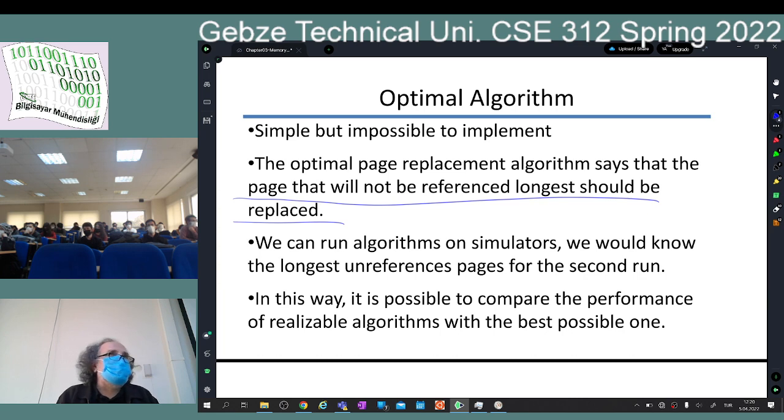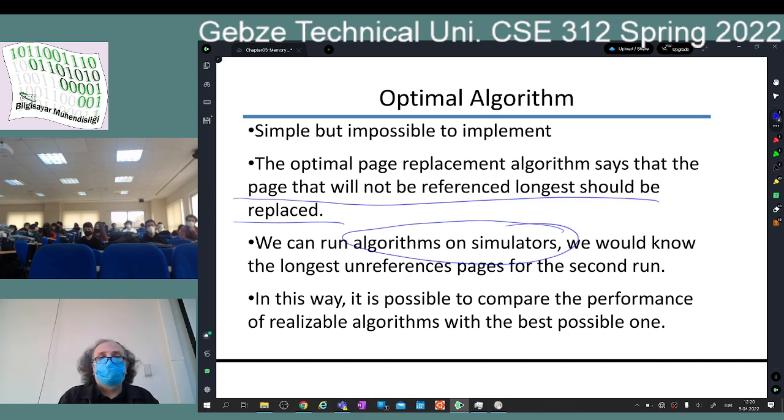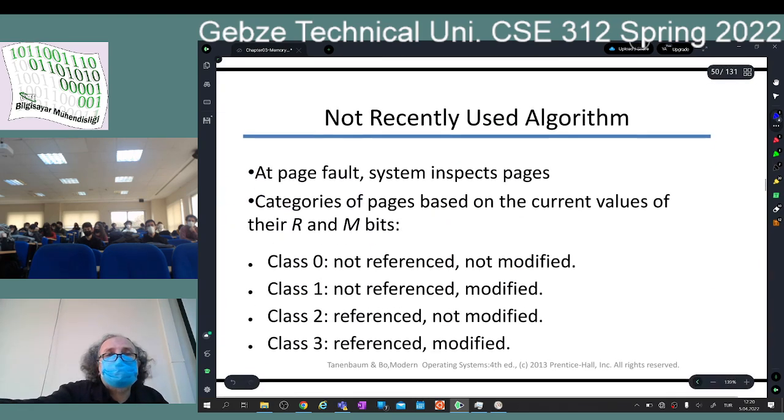The optimal algorithm says that I know the future because I am running this program now. I can see the future then. I can come back and tell you that you should have kept this page in memory or you should have replaced it. Okay? So it is not practical. It is just to compare your results with the optimal results later, after everything is run. Okay? So it needs simulators. It's not a real thing. So the optimal algorithm is like that.